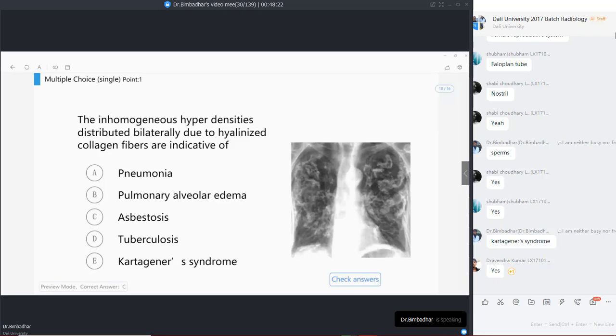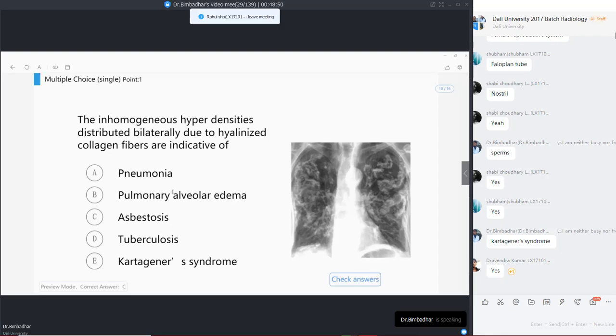Cartilaginous syndrome is characterized by pulmonary cystic fibrosis along with ciliary dysmotility and infertility. This is a very, very classical presentation. It is a triad. Remember, that is called cartilaginous syndrome. There are three clinical conditions involved in this one. And tuberculosis, obviously, it shows reticular fibrosis.